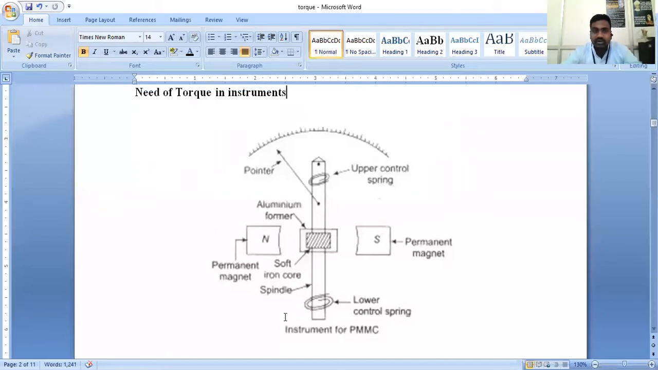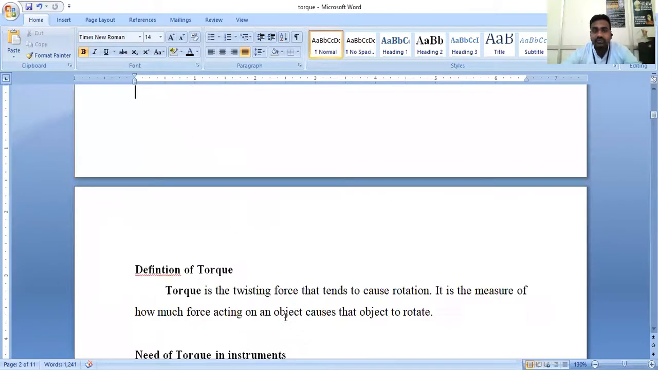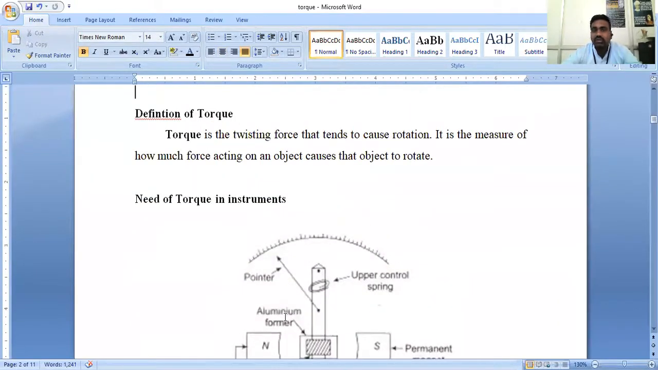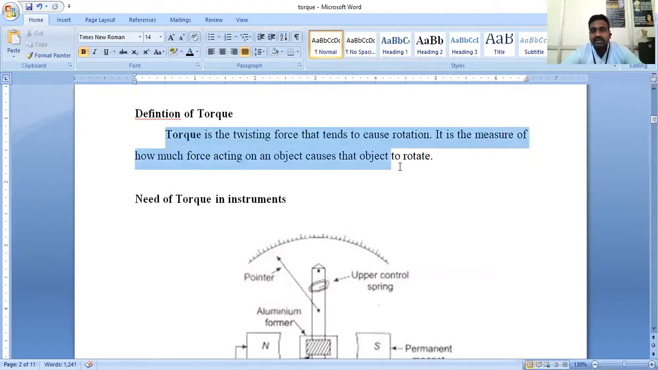What is the definition of torque and what is the need of torque here? Most of you are familiar with torque. Torque is nothing but a twisting force, a rotating force, which tends to cause movement at an instant. That means torque is a twisting, rotating force which we have to measure on a particular object rotating at a particular instant of time. That means we are about to measure a particular rotating spindle at an instant of time, which is moving about a particular axis.